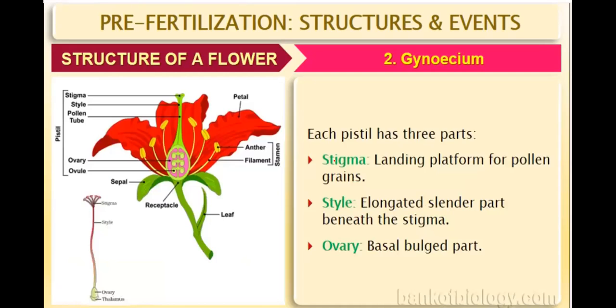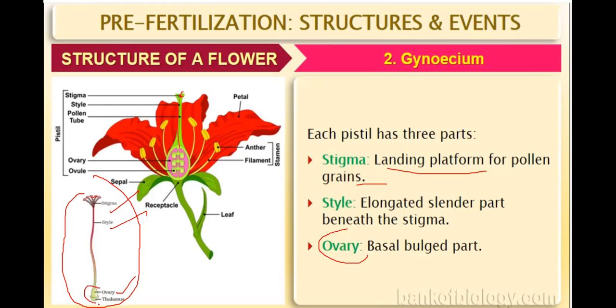Each pistil has 3 parts. See, this is a pistil. It has 3 parts. What are they? Stigma, style, and ovary. What is stigma? The landing platform for pollen grains is called stigma. This is stigma. What is style? The elongated slender part beneath the stigma is called style. The basal bulge part is called ovary. So a gynoecium has 3 parts: stigma, style, and ovary.